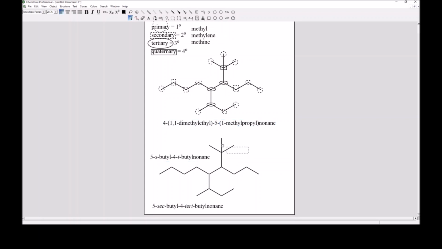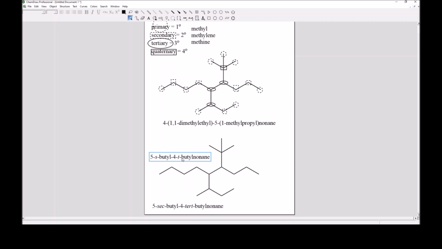You just say, at the 4 position, I have this thing coming off. This thing happens to be a tert butyl group. And at the 5 position, I have this thing, and this thing happens to be a sec butyl. Now the question is, how did I decide which of those two to put first? And the short answer is, well, they both start with the letter B.